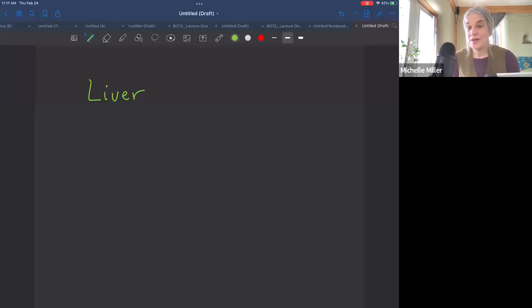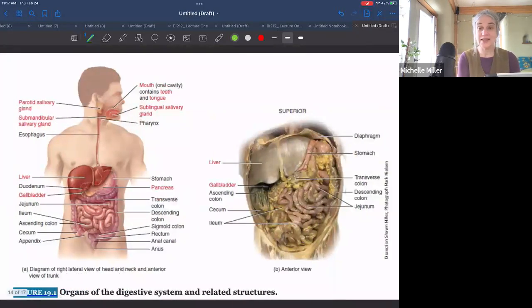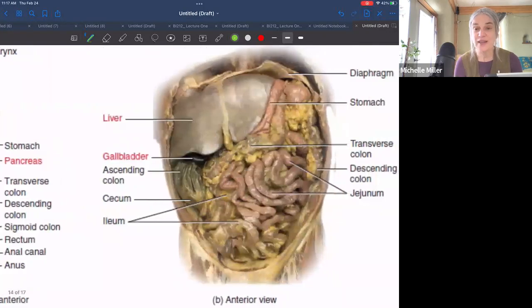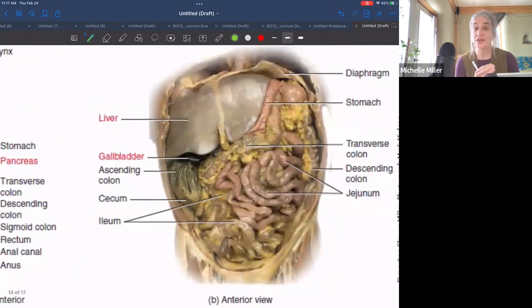Like the pancreas, the liver is an accessory organ. It is a very large organ in our body. So if we look at where this is in our digestive system and how it relates to the other organs, you'll notice that it sits up underneath the diaphragm. So your diaphragm would be located right here. And then you'll notice that in this cadaver image, we can see that it is actually quite a large organ with left and right lobes to it.